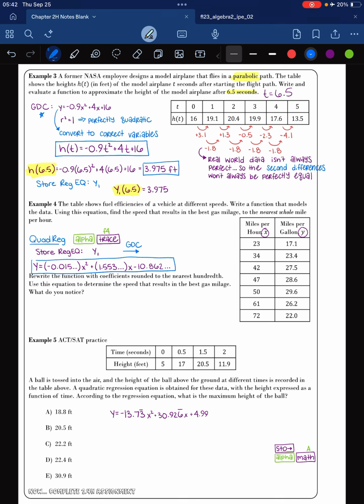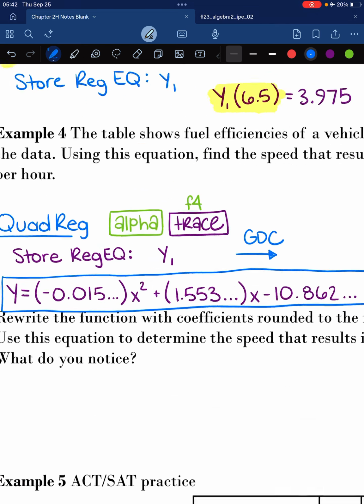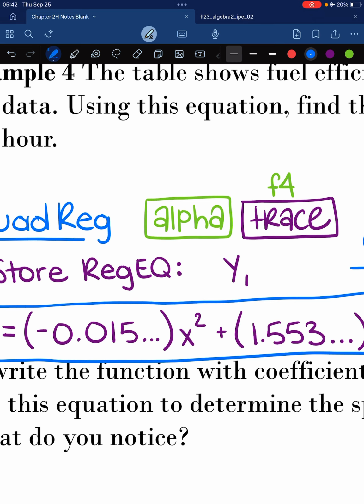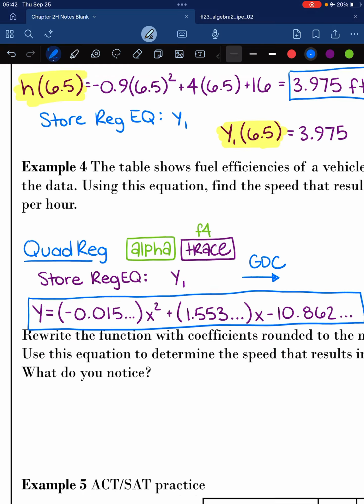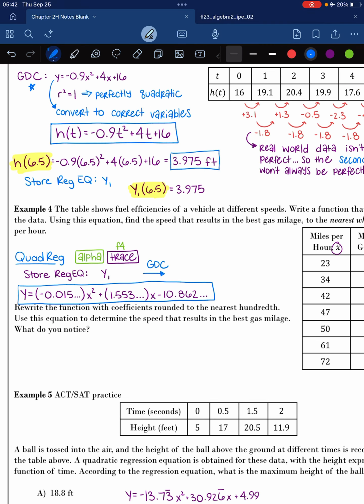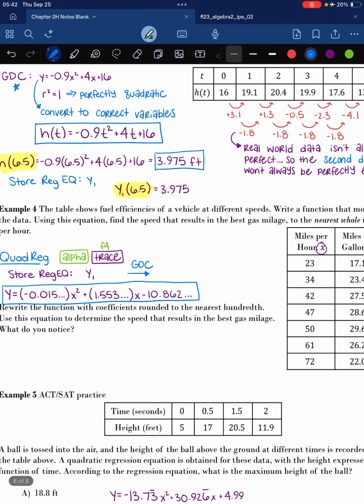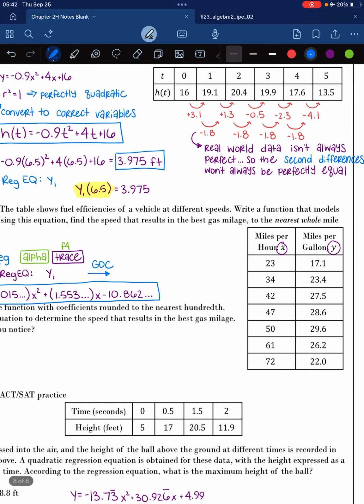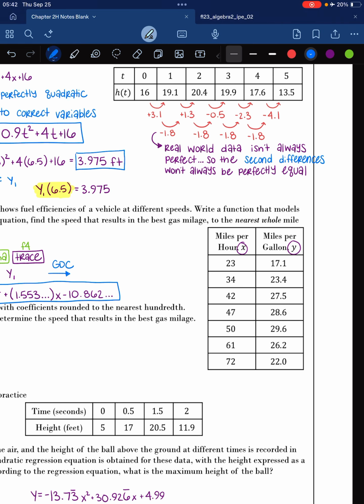And notice that when I wrote this down, I did not round. I said I'm still going to use the whole long number. And so it's actually really important on this problem that you store the regression equation, because we do not want to use rounded values in further calculations. It's going to create error in my data, and we're going to talk about that in the next part of this example.